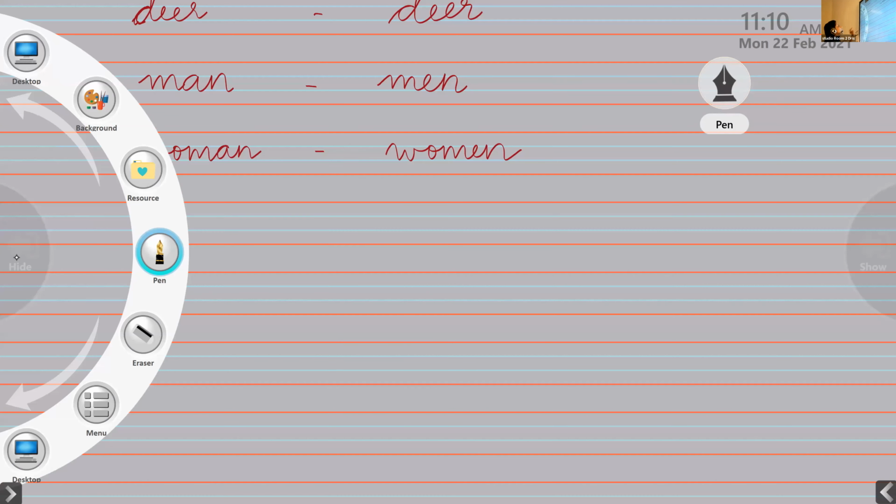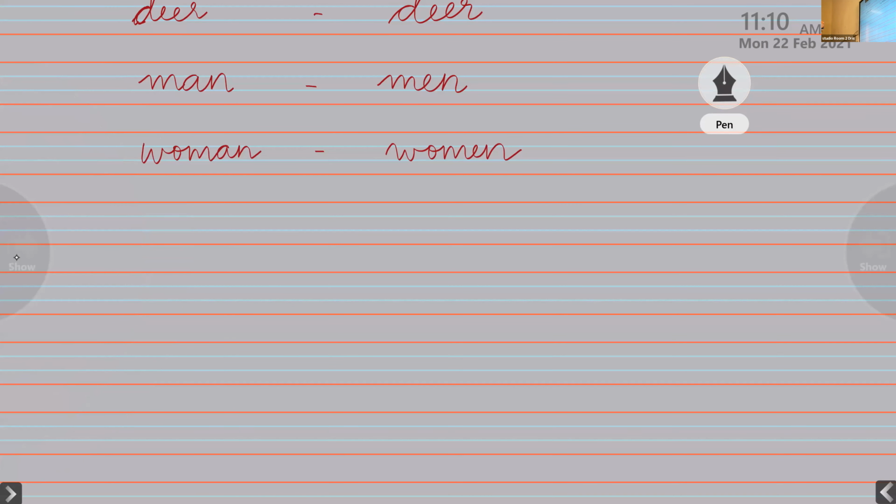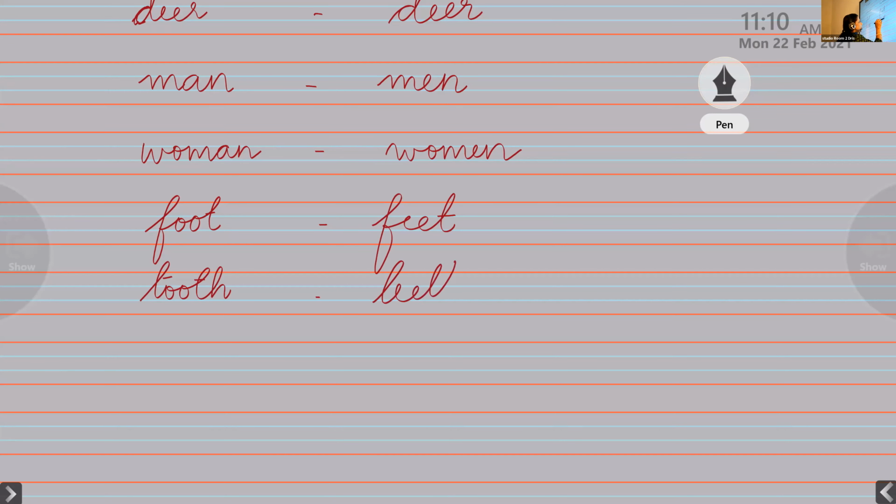Okay. So it is man, men, woman, women, foot, feet, tooth, teeth. And some nouns completely change. For example, ox. These are very, very important. Please do learn it up thoroughly.